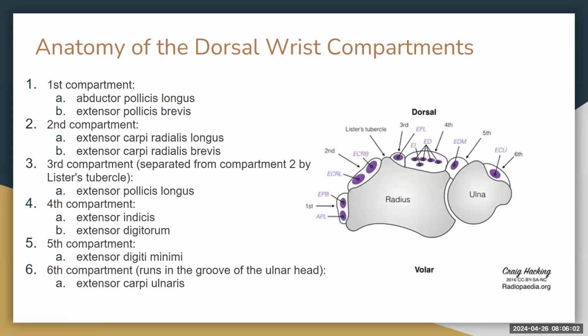In the dorsal wrist, there's 6 compartments. The first is the APL and the EPB. Next is the extensor carpi radialis longus and brevis. The third, which is separated from the second by Lister's tubercle, is the extensor pollicis longus. I kind of try and remember it as longus brevis, longus brevis, longus. Might help, it might not. We'll see. The fourth compartment is the extensor indicis and the extensor digitorum, and then the fifth is the extensor digiti minimi, and the sixth is the extensor carpi ulnaris.